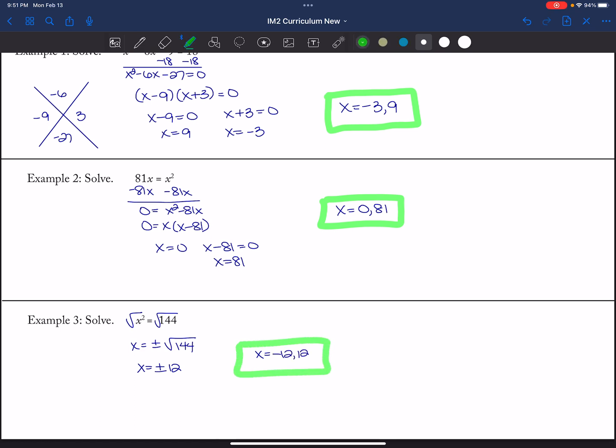Okay, now if you were to do it the factoring way, let's just do that off to the side. x squared is equal to 144, so x squared minus 144 is equal to 0. This factors as a difference of squares, x minus 12, x plus 12. So then I get x minus 12 is equal to 0, x plus 12 is equal to 0, so x is equal to 12 and negative 12. Okay, so you could have done it that way also.